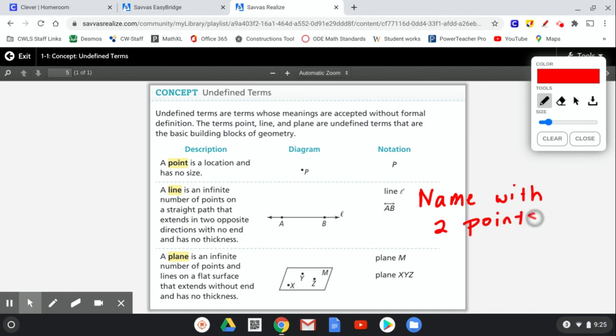So that's the important part. Name with 2 points, or there's another way to do it, and that's with a label. So you can either name with 2 points or you can use the label. All right, so the 2 points we have on the line, pretty simple, are A and B. Now, if there was an additional point like C or something like that, it doesn't matter. You just pick any 2 that are on the line.